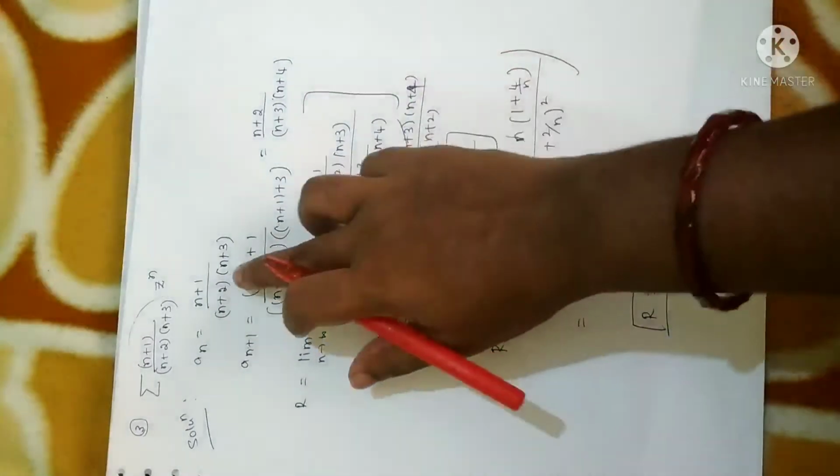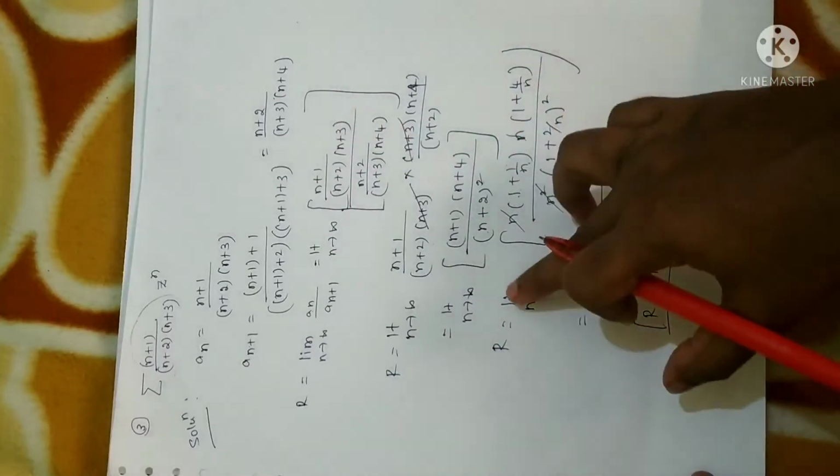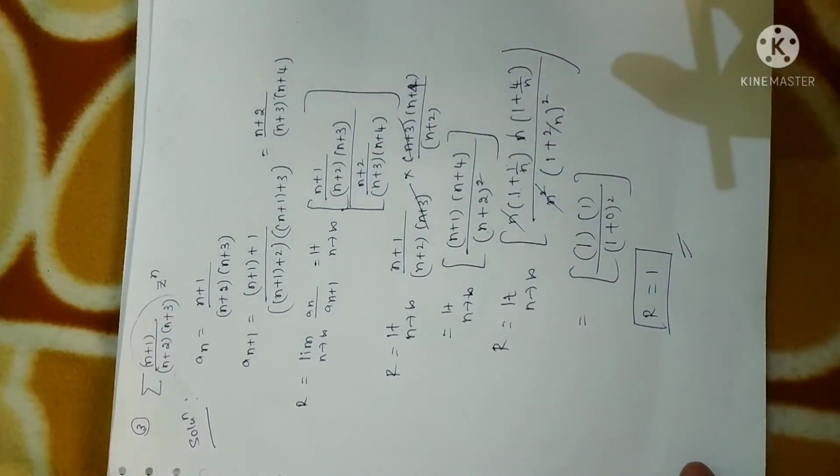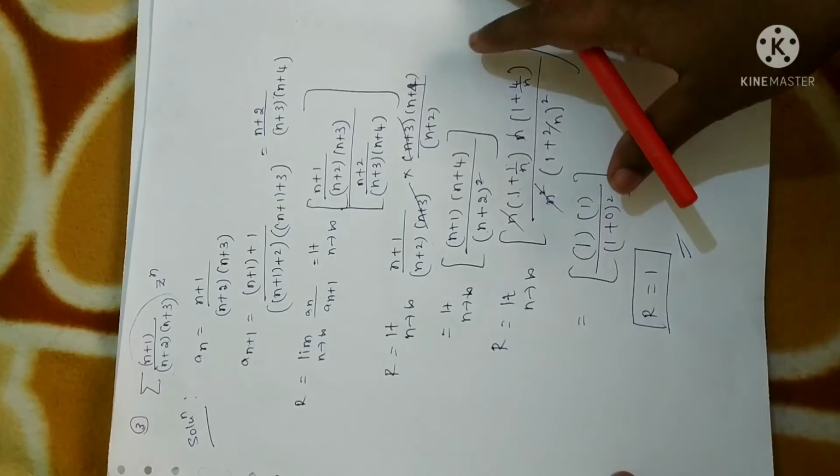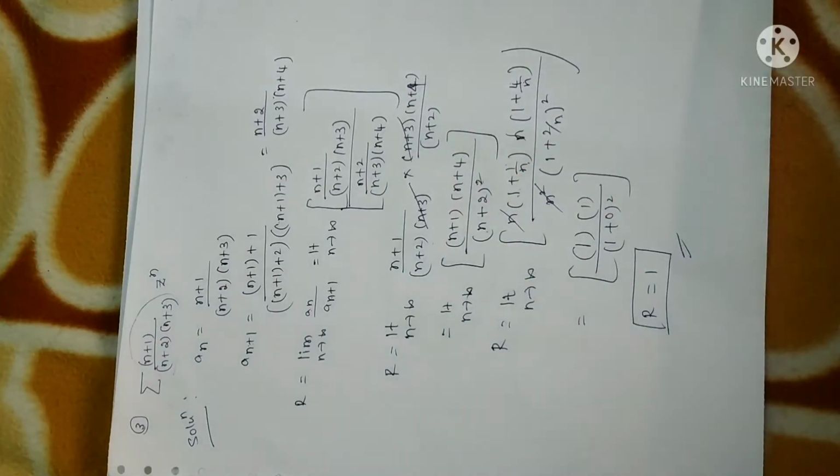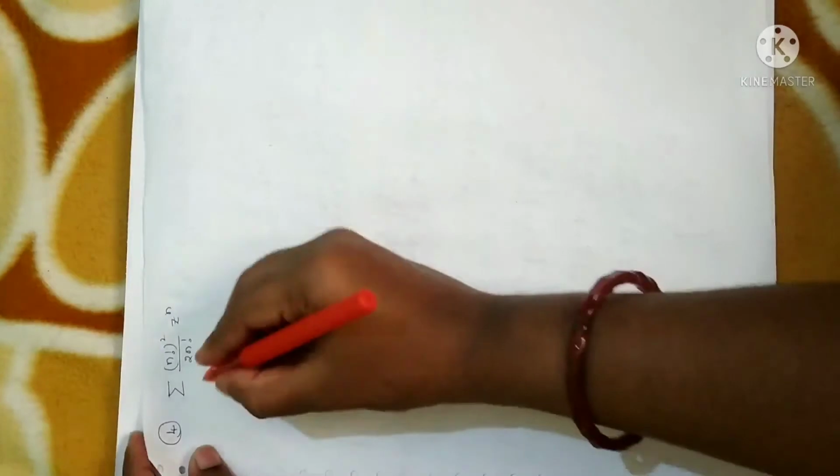Fine. That's the formula and substitution. Before applying the limit, you have to take the common factor. That's all. Hope it is clear. Right? Now let me solve the fourth problem. So here is the fourth problem. As usual, first write down the a n value.